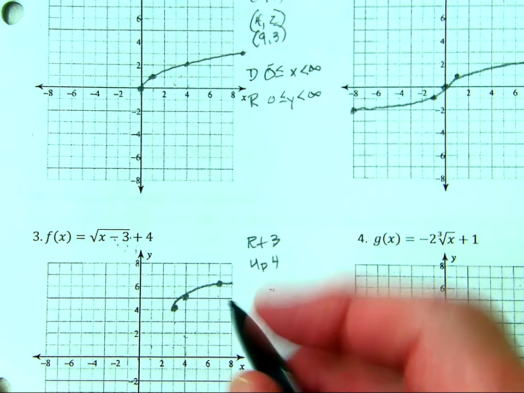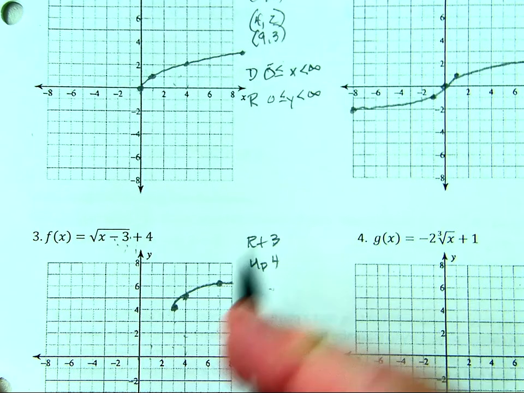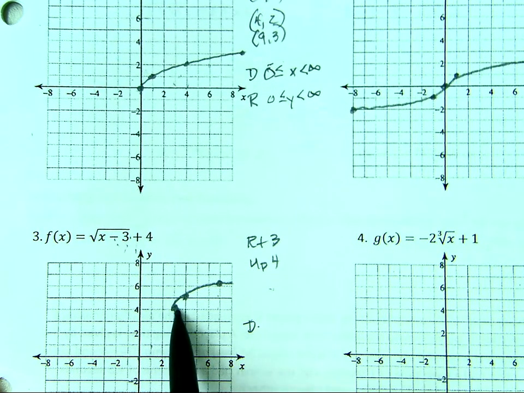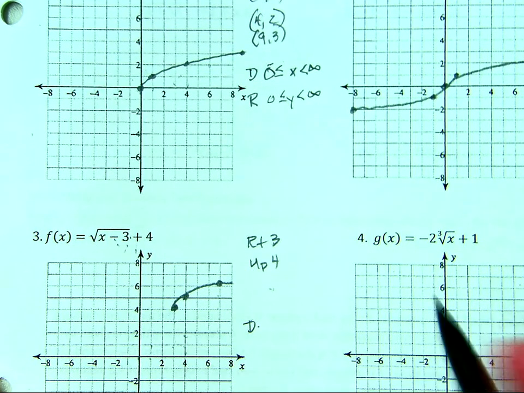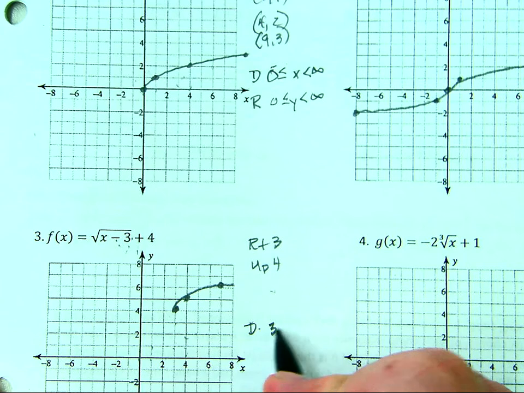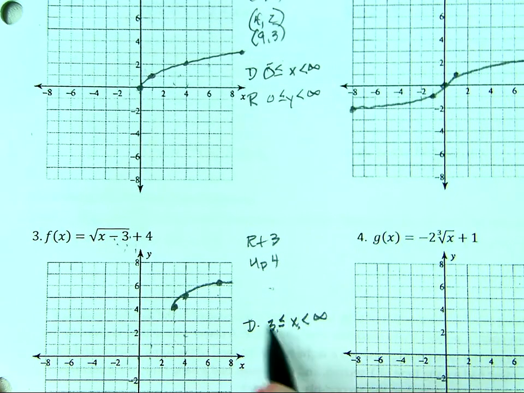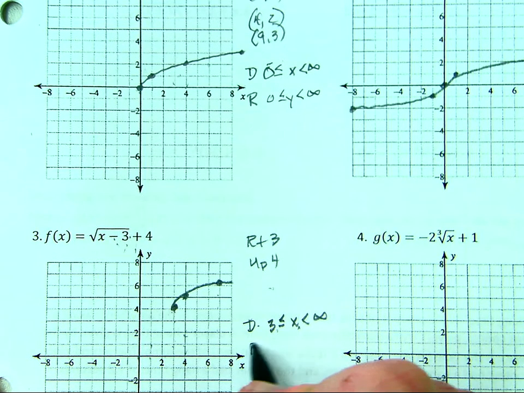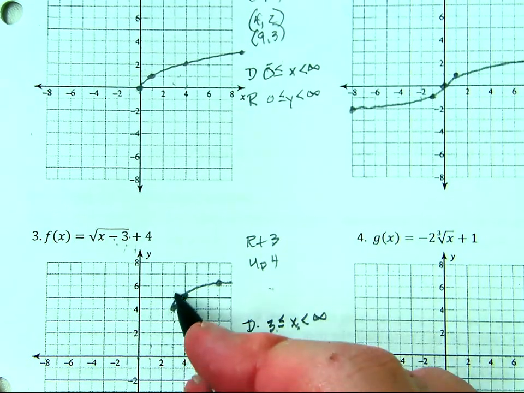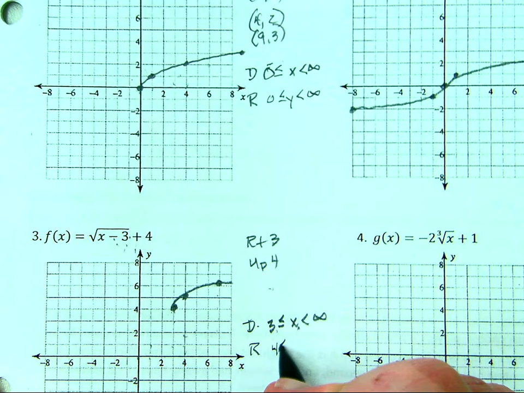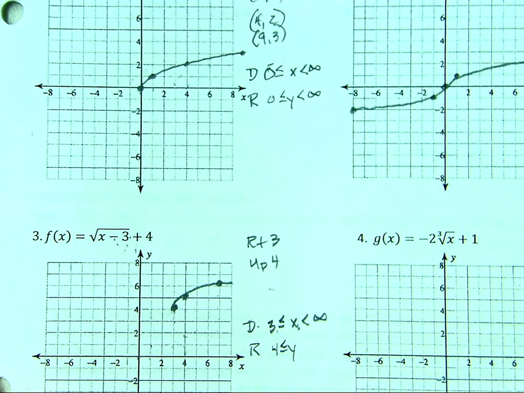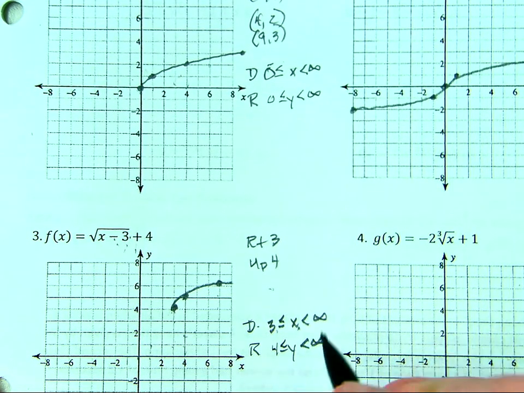So now for the domain and range. For the domain, what it looks like now, our x, the farthest left it goes is 3, and then it goes way to the right. So we put 3 is less than or equal to x is less than infinity. So x is greater than or equal to 3 and less than infinity. The range is up and down. Well, the farthest down it goes is 4. So y is greater than or equal to 4 and less than infinity.